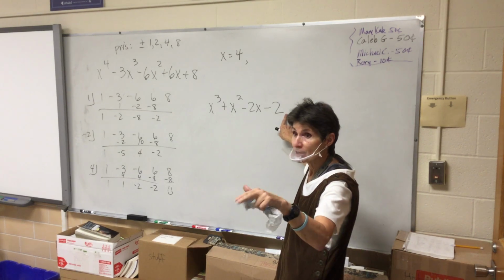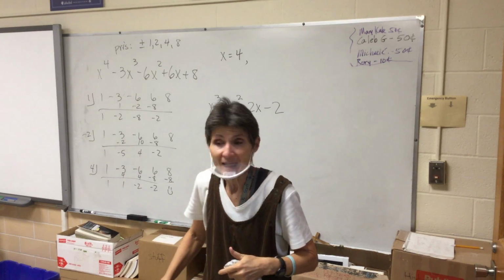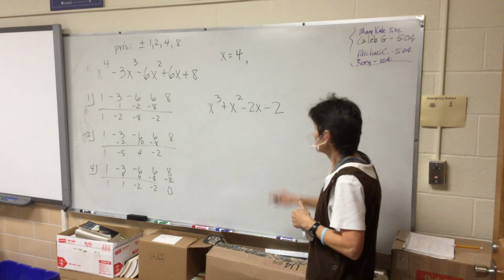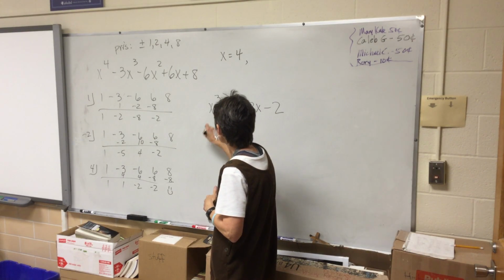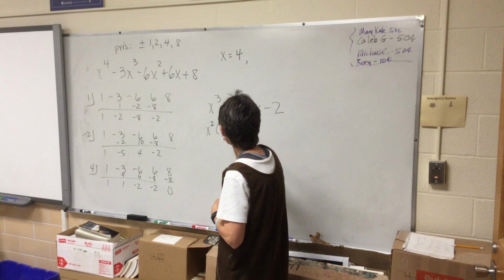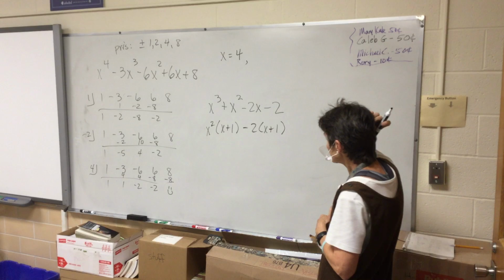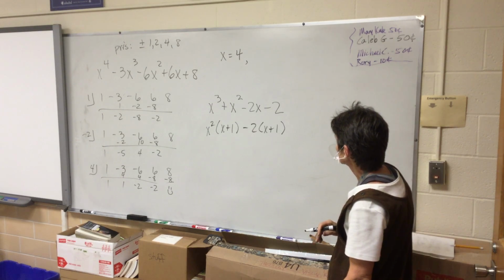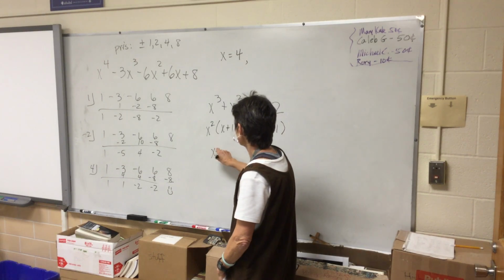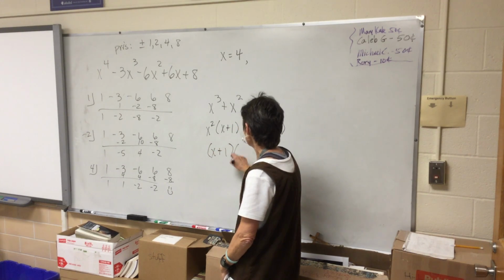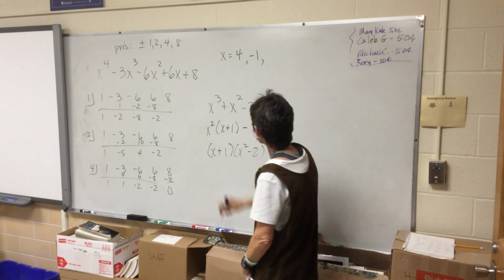So always feel free to group if it's groupable. That will usually be faster, but you certainly could guess if you wanted. If I factor this by grouping, shoot, I should have tried -1, shouldn't I? Because one of my roots is going to be -1.